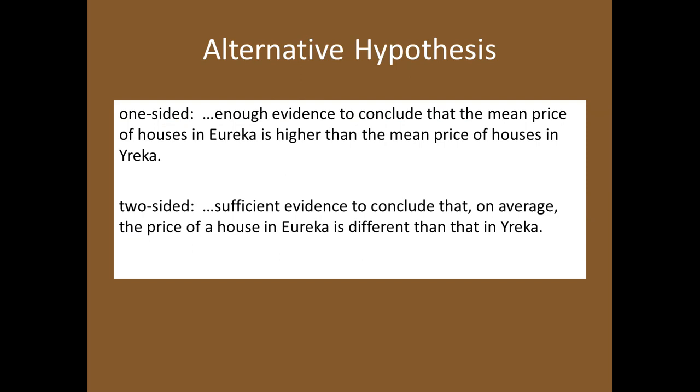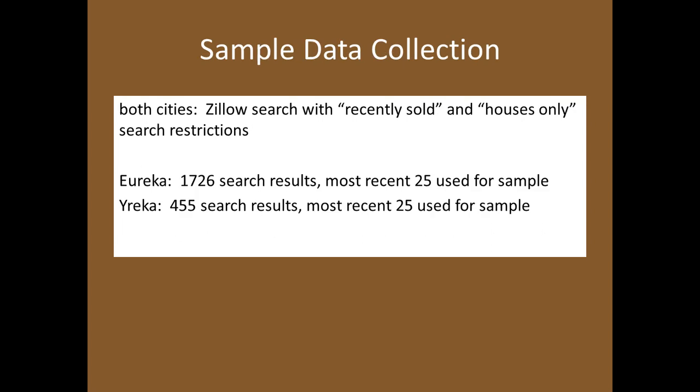Writing out that alternative in words, so the one-sided one on this slide, which is how I'm going to handle the rest of the test, we'd be looking for enough evidence to conclude that the mean price of houses in Eureka is higher than the mean price of houses in Yreka. I stuck the two-sided one on there as well since I figured there probably is a way to justify using that, but I'm going to stick with the one-sided alternative going forward.